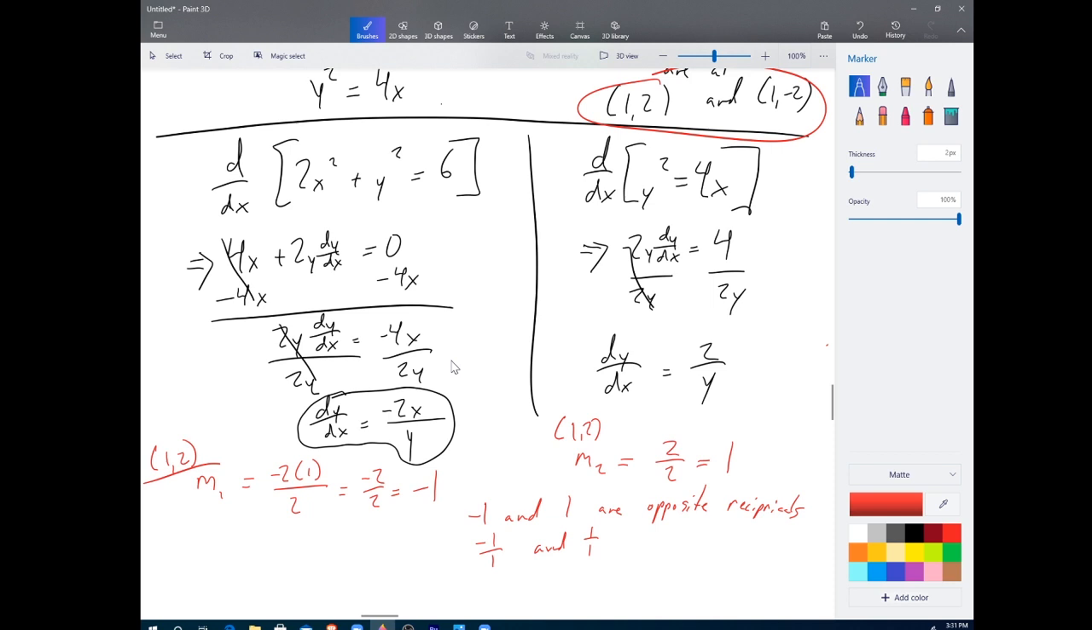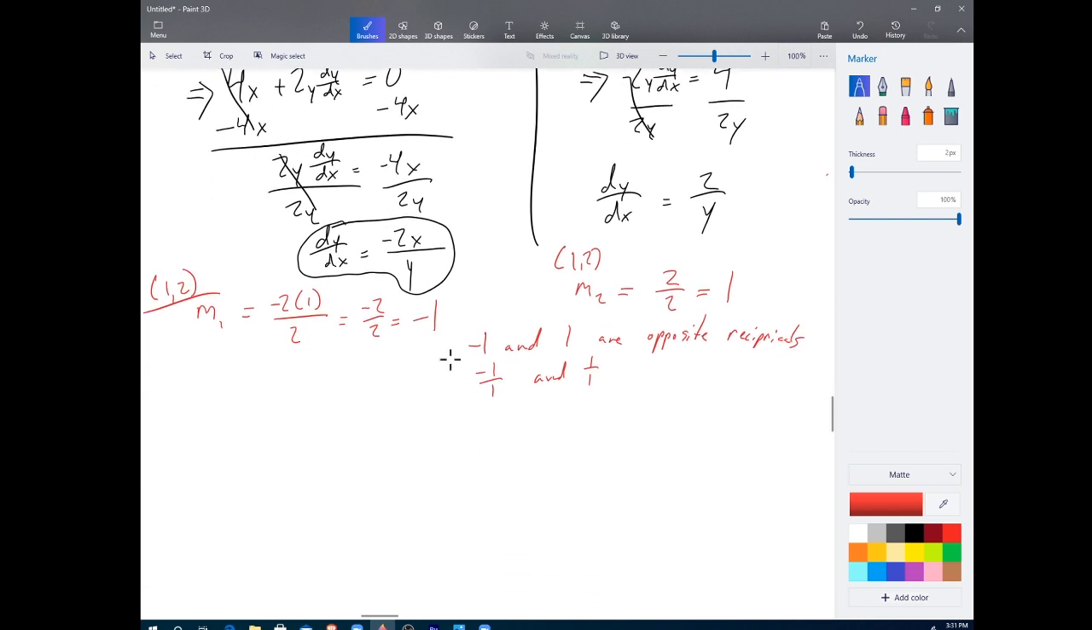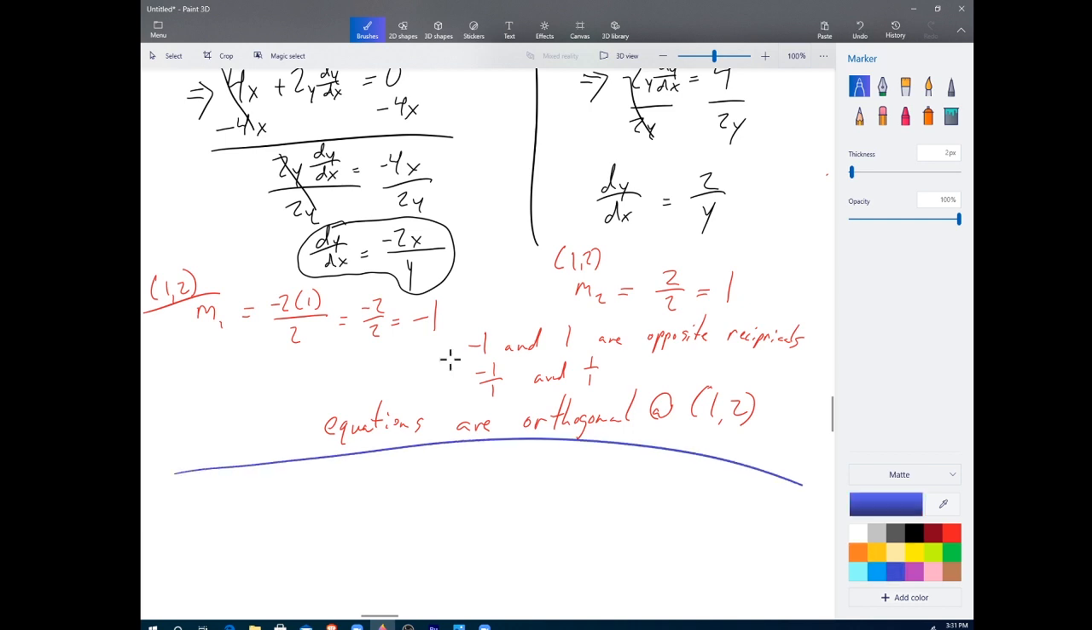All right, so that means that the equations are orthogonal at the point (1, 2). And I need to check one more time because it also wanted me to check for the other point of intersection. So I'm going to do the process again. Let's see, this was 1, and then the y here now is negative 2, which is going to be negative 2 over negative 2, which equals 1.